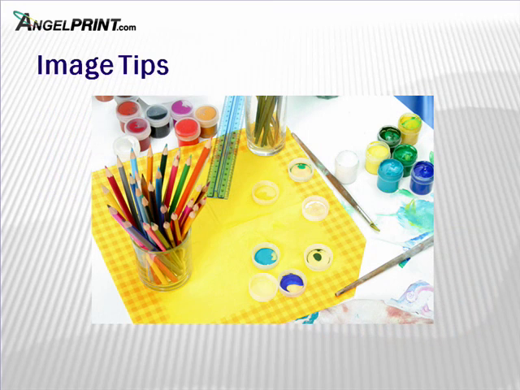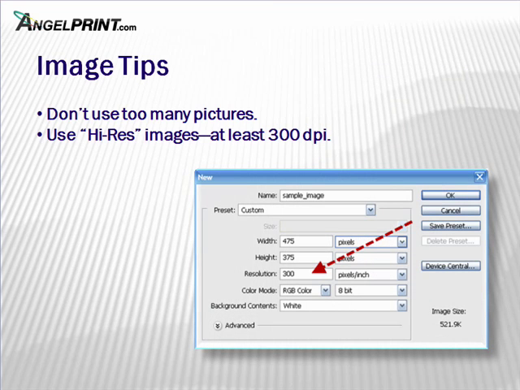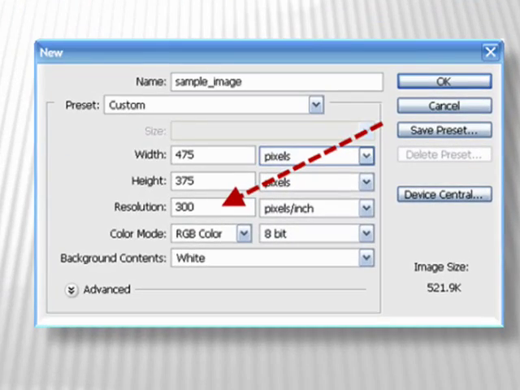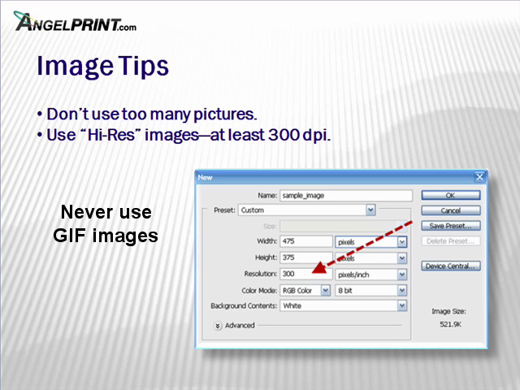Here are some tips about how to use images. Don't use too many images in your brochure. A few larger ones are usually better than many smaller ones. Use high-res pictures, that is, pictures that have a resolution of at least 300 dpi. TIFF files are best. EPS files will work but can generate errors. Try to avoid using JPEGs as they have a compression factor and that sometimes causes them to look fuzzy in print. Never use GIF images in printing jobs.